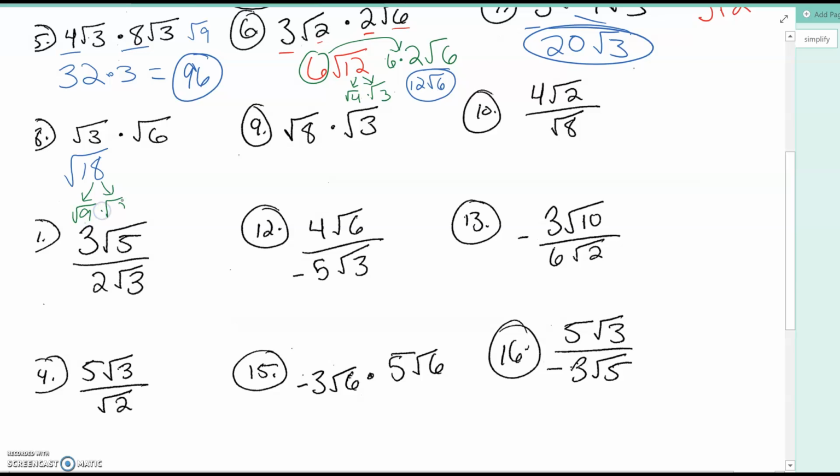Nine and 2 to get 3 square root of 2. Eight times 3, so in number 9, 8 times 3 is 24. I can break it down to 4 and 6 to get 2 square root of 6.